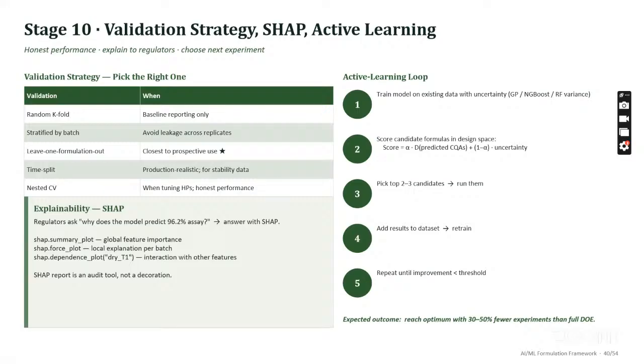Stratified by batch, to avoid leakage across replicates. Leave one formulation out is closest to prospective use. Time split is production realistic for the stability data. Nested CV gives honest performance when tuning hyperparameters. How will you tune, how will you do validation?